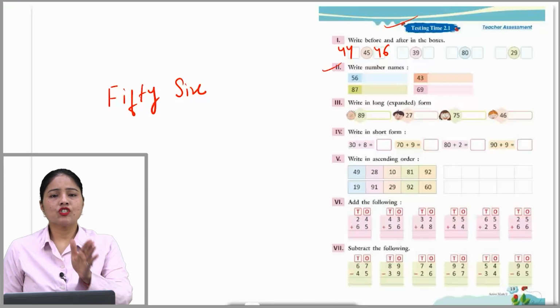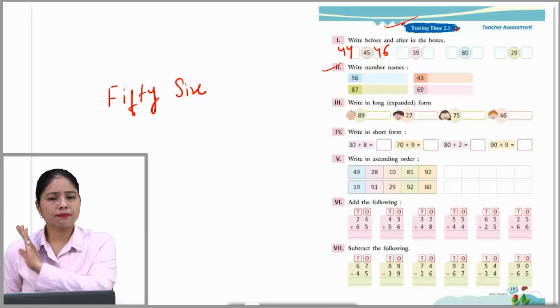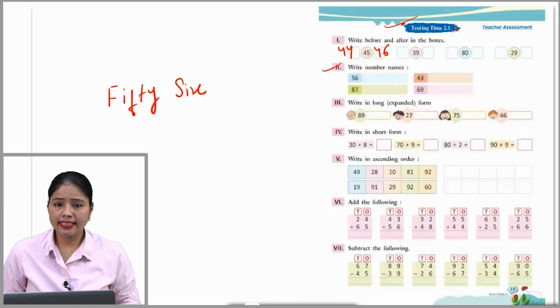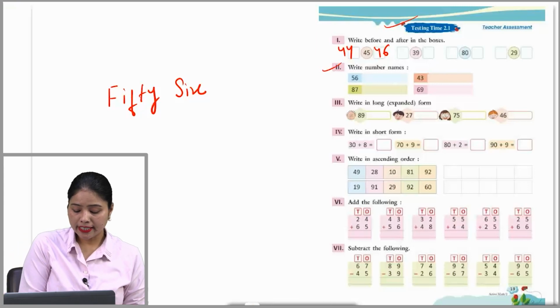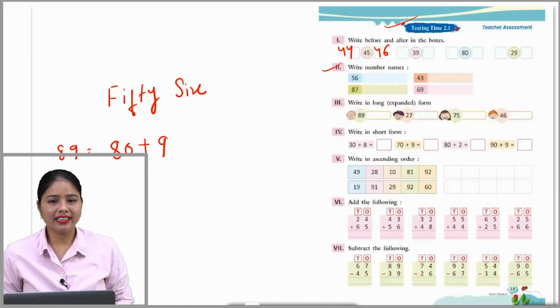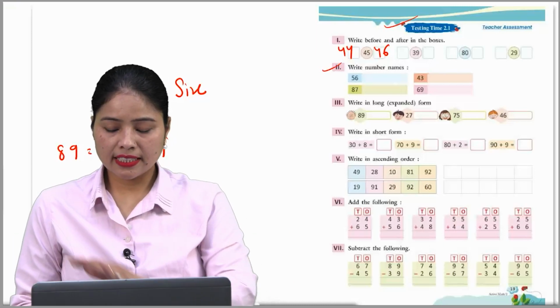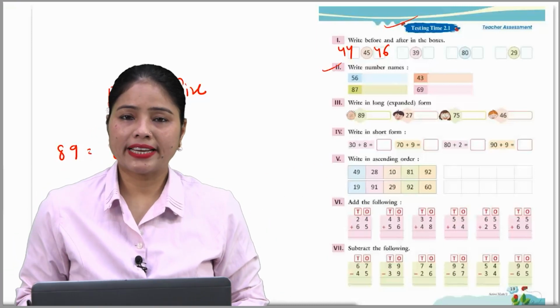Next is write in long, meaning expanded form. So 89 is given. 89 का expanded form क्या होता है? We know that 89 is 80 plus 9 makes number 89. Okay, so these are the other sums. Now, beta, you have to practice well.